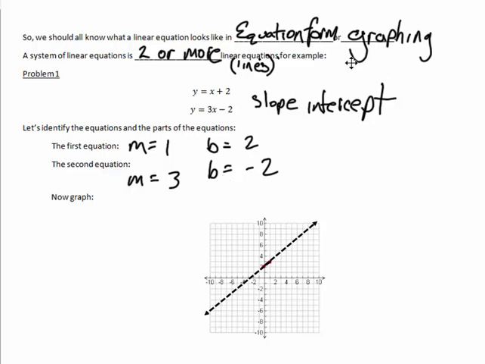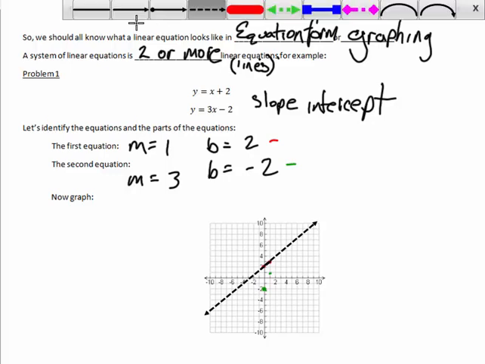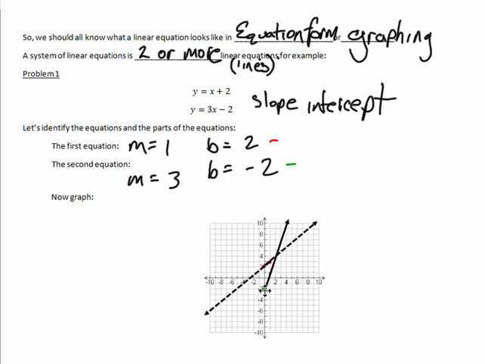Alright, so here's red. This next one will be green. The y-intercept is negative 2, and the slope is up 3, 1, 2, 3 over 1. And now for my lines, I'll make this one solid. There it goes, and there it goes. Okay?